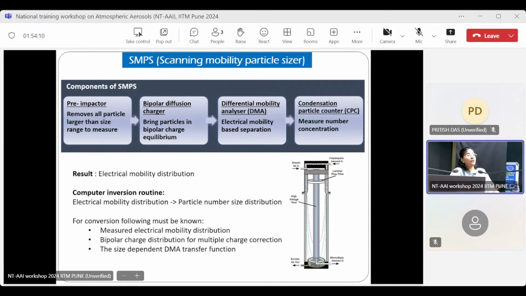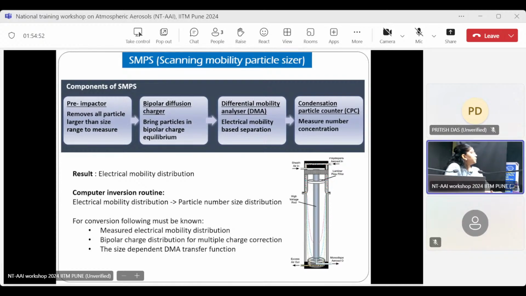Then we have the bipolar diffusion charger, because we need to know the charge. So for that, we will impart a charge. The charger can be X-ray, but mostly it is a radioactive source, which will give you the bipolar ion environment. Then we have a differential mobility analyzer, DMA, which classifies your particles based on the electrical mobility. And finally, you have to count them, so for that a condensation particle counter is there. The CPC was discussed in detail, so I will skip the CPC part. We will focus on the second and third.